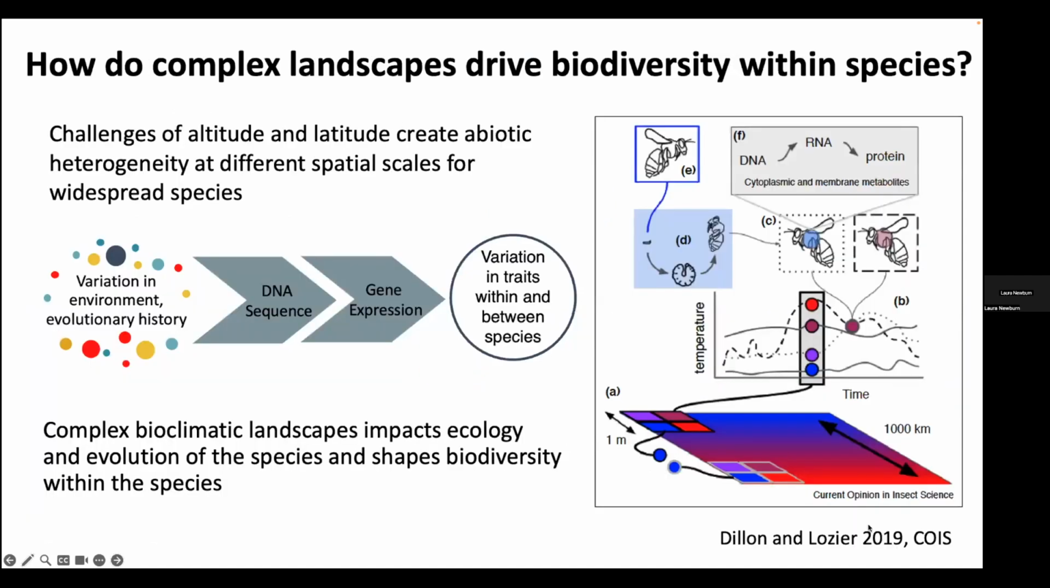To achieve this goal, we always prefer widespread species. Why? Because widespread species live across complex bioclimatic landscapes. These widespread species, which live across a gradient of altitudes and latitudes, face huge variation in environmental variables within their whole species range. We can take advantage of this natural setup to untangle the evolutionary and ecological processes happening behind the scenes in these complex bioclimatic landscapes.